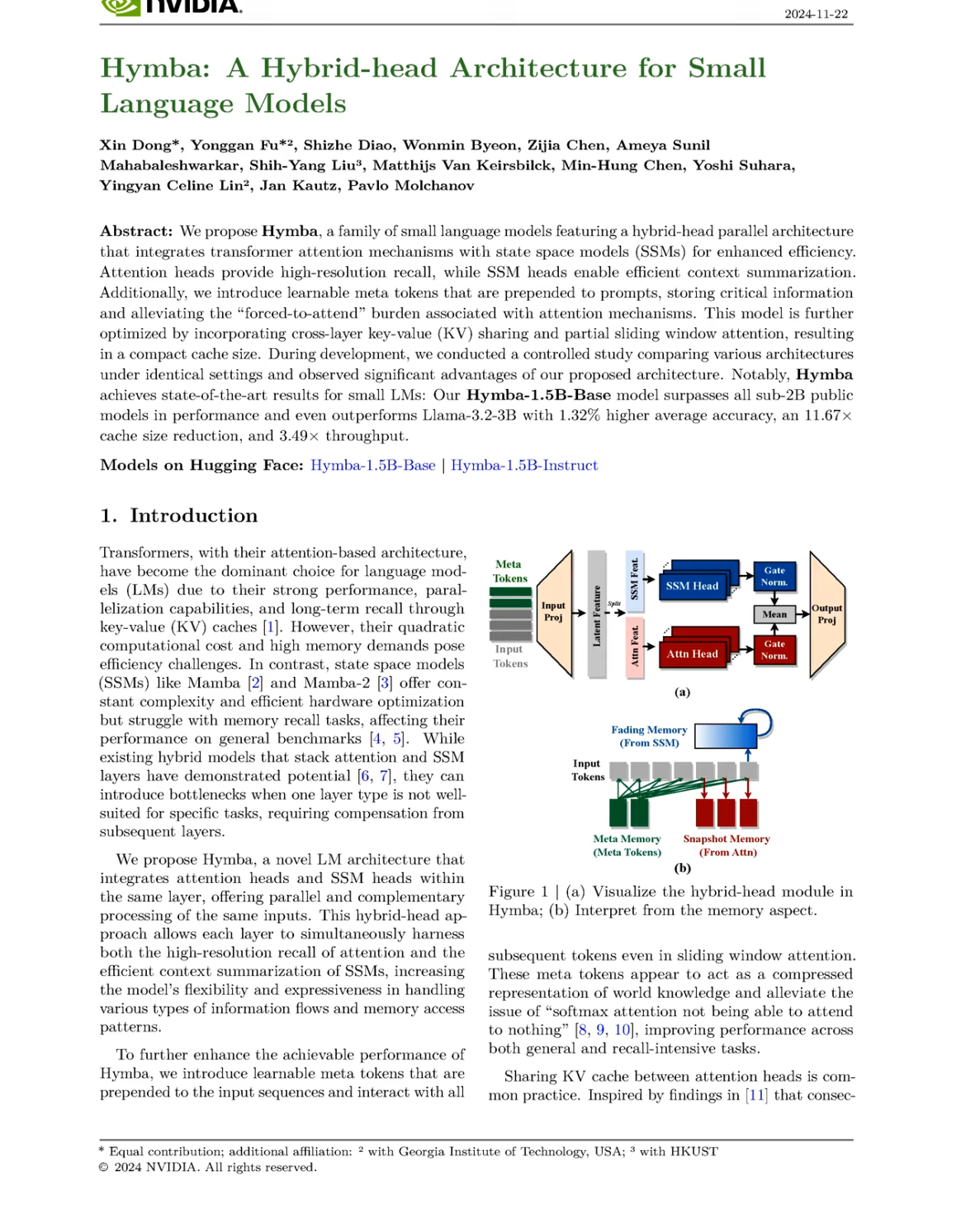The Hymba architecture offers several theoretical and practical advantages by integrating attention and SSM heads within the same layer. Firstly, this hybrid head approach allows both heads to process the same information simultaneously, enhancing reasoning and recall accuracy, which is a significant improvement over traditional transformers that rely solely on attention mechanisms. Secondly, the integration addresses the inefficiencies of previous hybrid models that stack attention and SSM layers sequentially, which can lead to information bottlenecks. Hymba's parallel processing mitigates this issue.